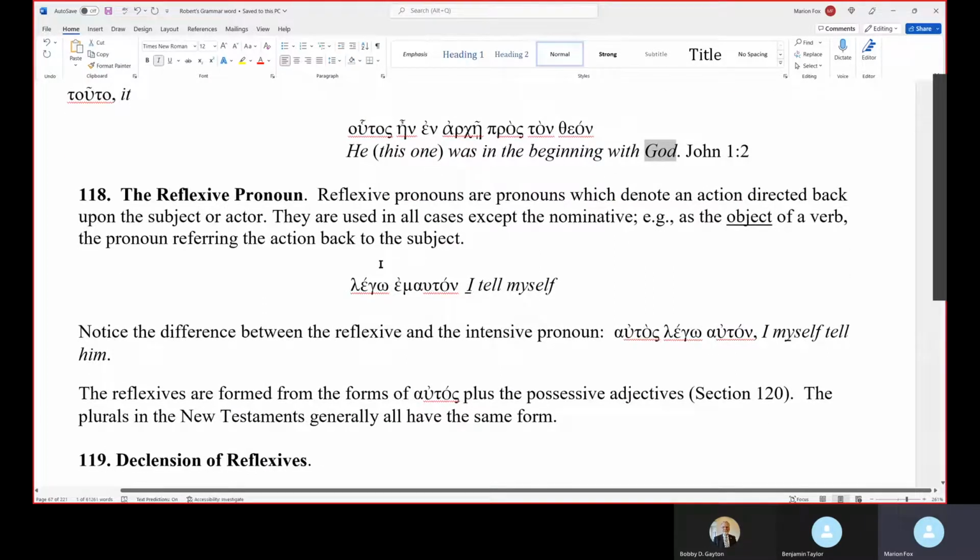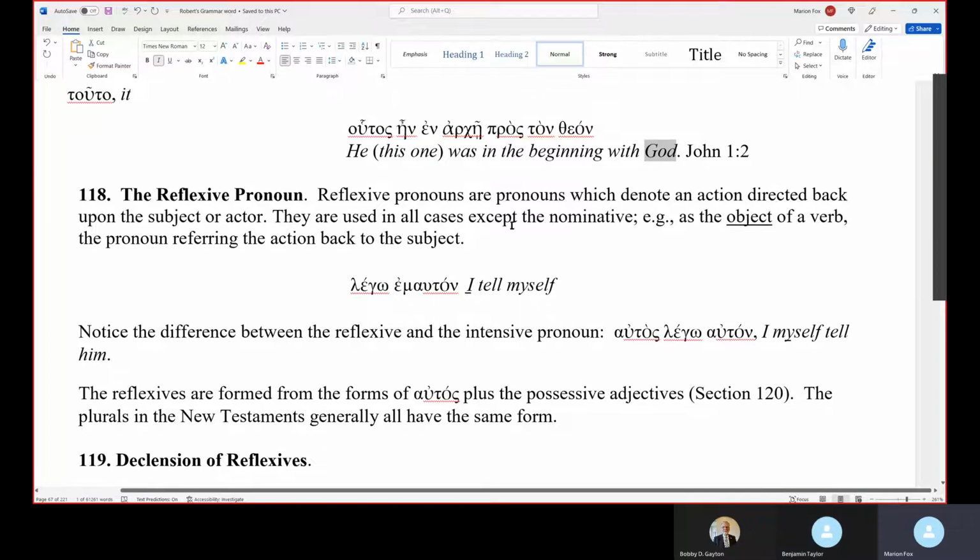All right. Now we get to the reflexive pronouns. And reflexive pronouns are, and we have them in English, myself, yourself, himself, herself, and we can have it in plural, yourselves, themselves, and so forth. Myself, ourselves would be plural.